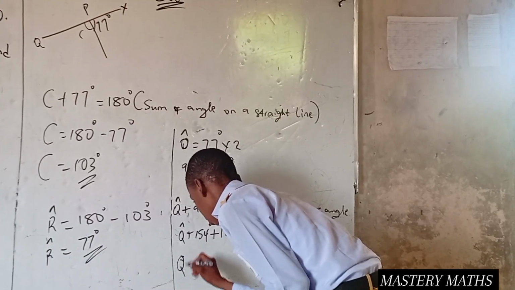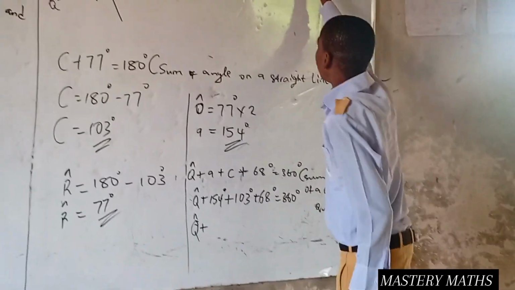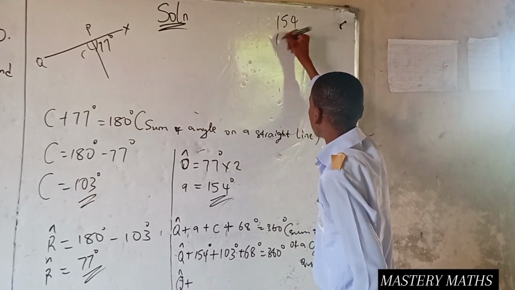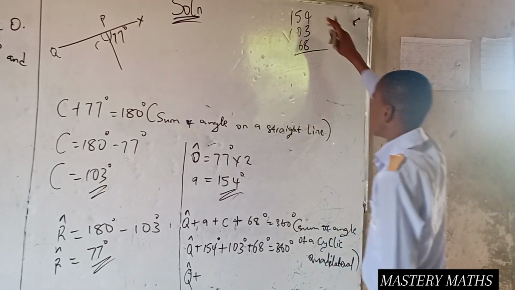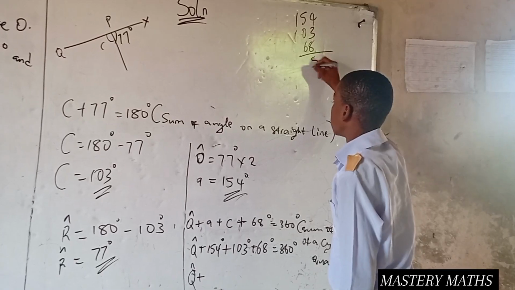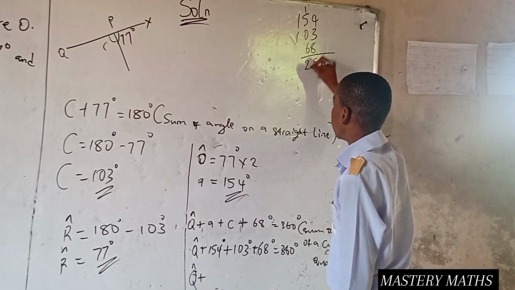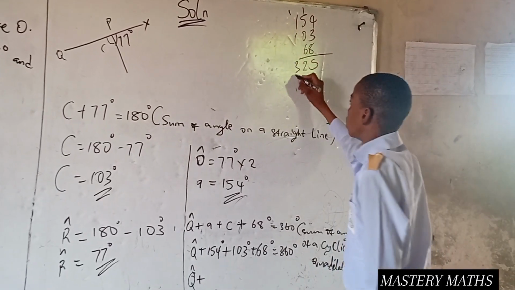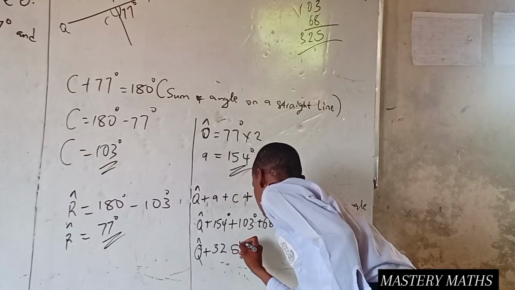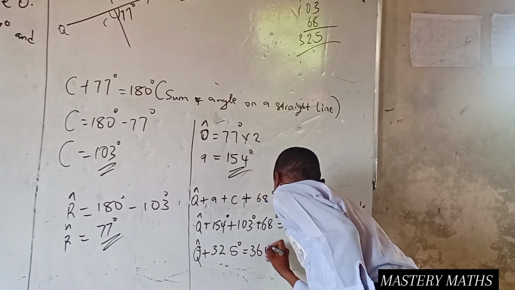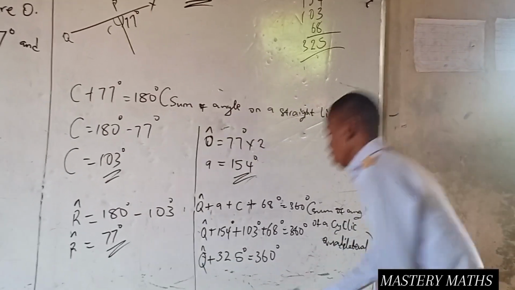Q plus, to get this, 154 plus 103 plus 68. 6 plus 5 is 11, plus 1 is 12. 1 plus 1 plus 1, these are 325, which is plus 325 degrees equal to 360 degrees, which is the sum of angles of a cyclic quad.